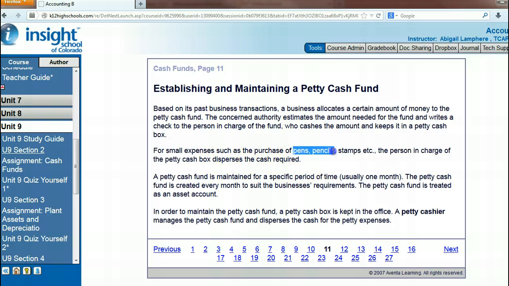For small expenses such as pens, pencils, stamps, the person in charge of the petty cash disperses the cash required. Petty cash fund is maintained for a specific period of time, usually a month. So the petty cash fund is created every month to suit the business's requirements. Petty cash fund is treated as an asset account. So again, money set aside for that month to be used for these small purchases. In order to maintain the petty cash fund, a petty cash box is kept in the office. A petty cashier manages the petty cash fund and disperses the cash for the petty expenses. At our office, it was our secretary. She was our petty cashier.